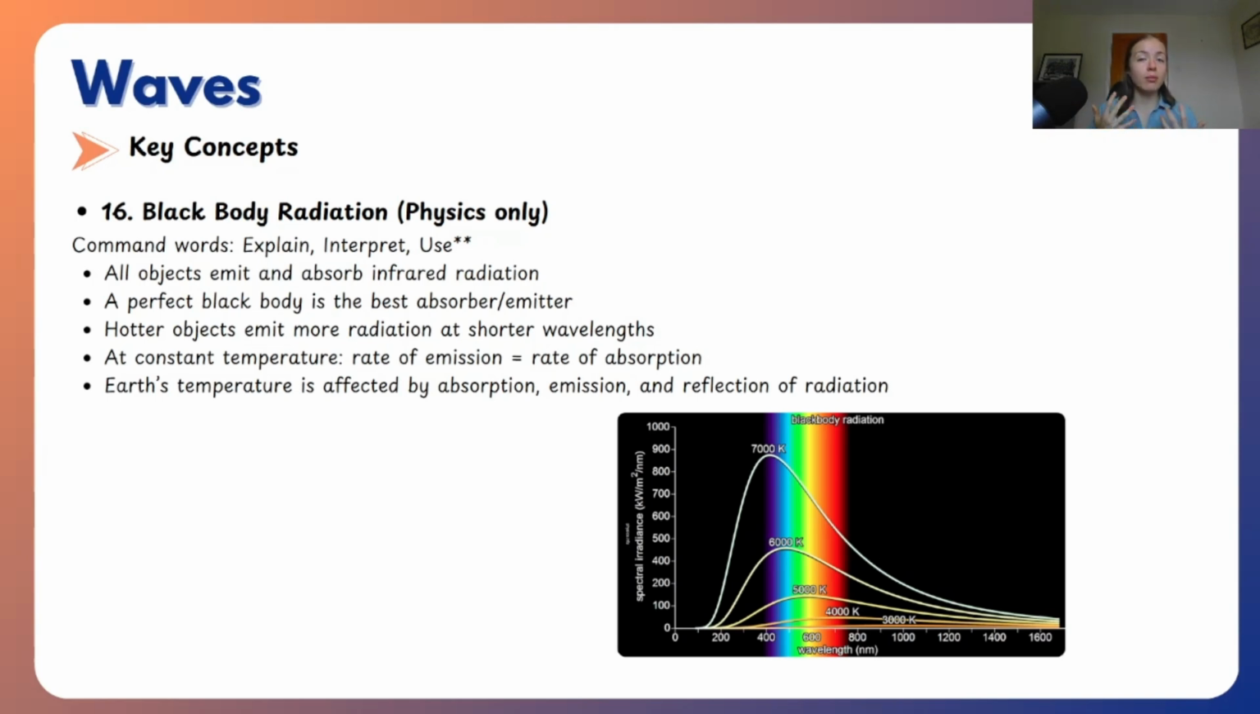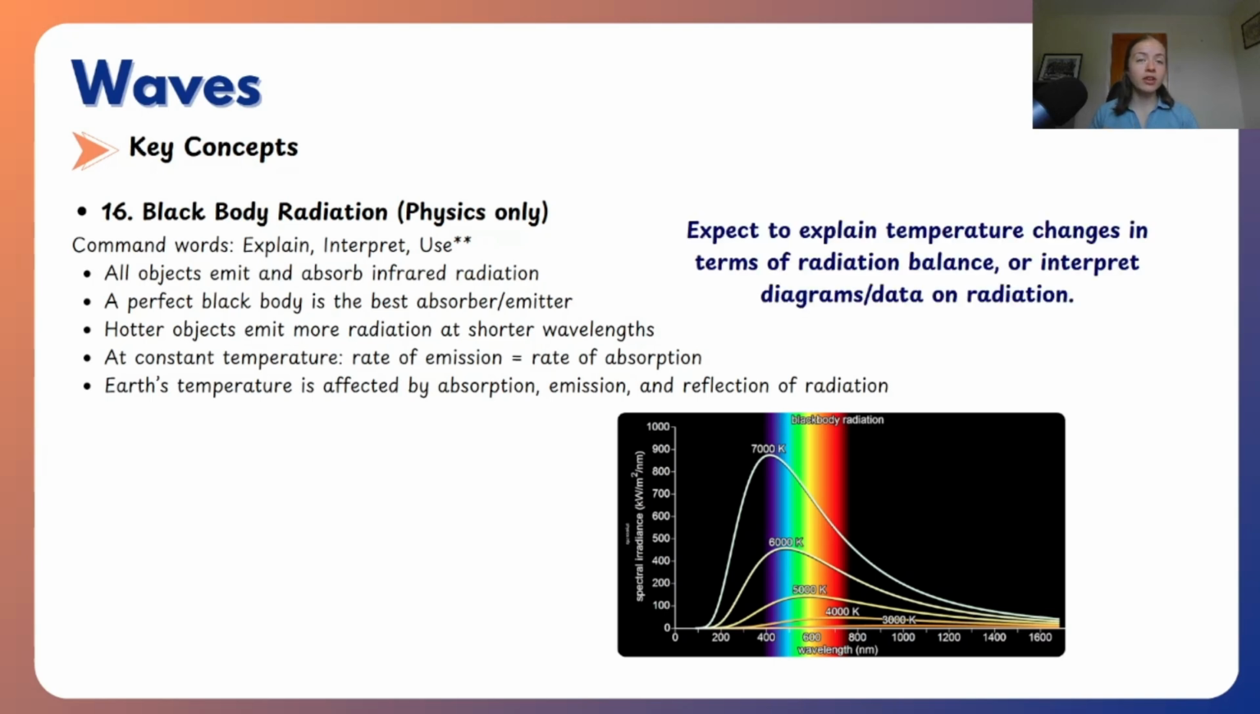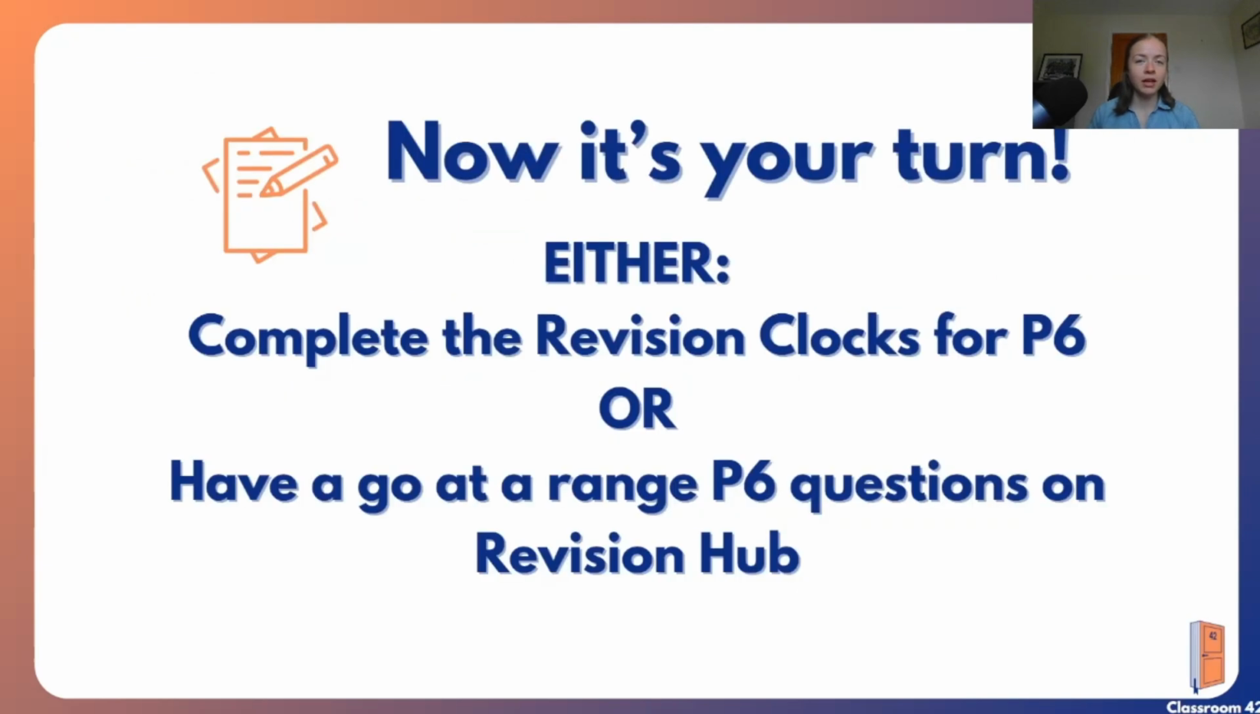Hotter objects emit more radiation at shorter wavelengths, but at a constant temperature, the rate of emission equals the rate of absorption. And the final key point is that the Earth's temperature is affected by absorption, emission, and reflection of radiation. So expect to explain temperature changes in terms of that radiation balance, or interpret diagrams or data of radiation and relate it to black body radiation. So that's everything for P6.